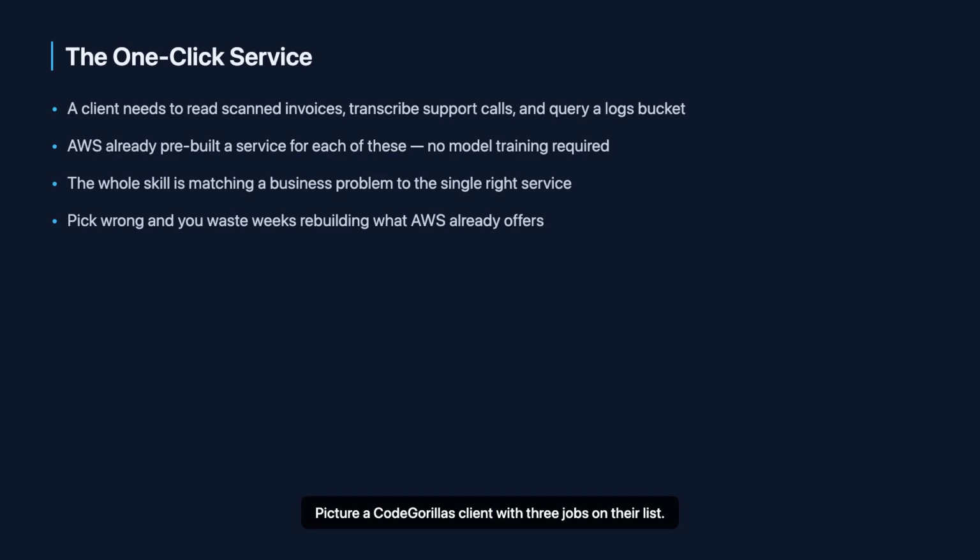Picture a code gorillas client with 3 jobs on their list. They want to read thousands of scanned invoices, transcribe their customer support calls, and run a quick query against a logs bucket in S3. Here's the thing, Amazon Web Services already pre-built a service for every one of those, and none of them require training a model. So the entire skill is matching the business problem to the single right service. Get it right, and the answer is one API, Application Programming Interface, call away. Pick wrong. Say you reach for SageMaker to read those invoices, and you've burned weeks rebuilding something Amazon Web Services hands you out of the box.